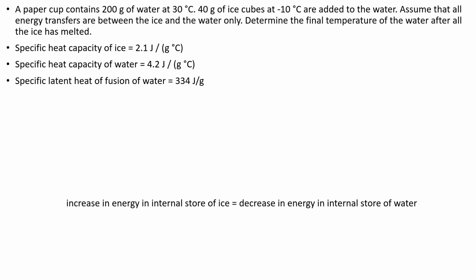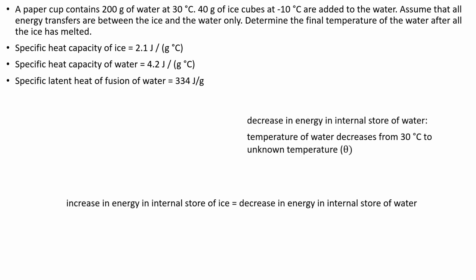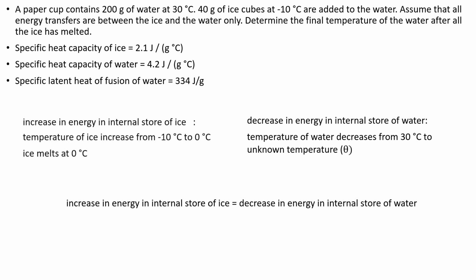Let us now list down what we do know so far. Under decrease in energy in the internal store of water, the temperature of water decreases from 30 degrees Celsius to an unknown temperature. Let us call that temperature theta. Under increase in energy in the internal store of ice, two things are happening. Firstly, the temperature of ice increases from -10 degrees Celsius to 0 degrees Celsius. Secondly, ice at 0 degrees Celsius melts.